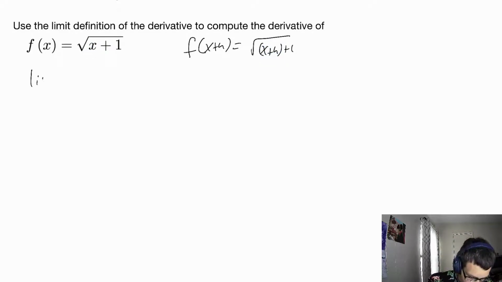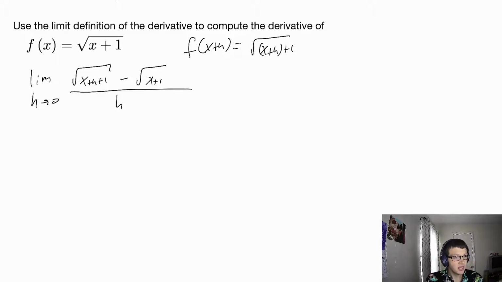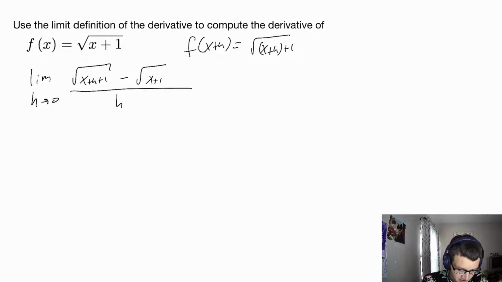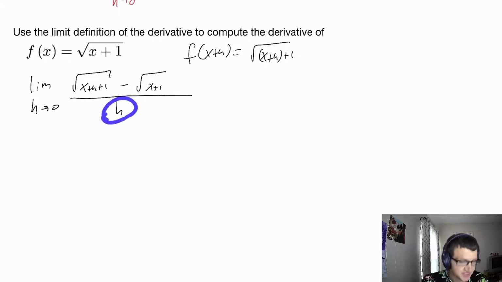So what we're trying to solve is the limit as h goes to 0 of the square root of x plus h plus 1 minus the square root of x plus 1 all over h. When it comes to the limit definition of the derivative, ultimately our goal is to cancel this h out with something. Normally we end up factoring an h out from the top, and then the h on top and bottom cancel, because right now if we try plugging in, we'll get a divide by 0 error, which is no good. So what can we do to simplify this?